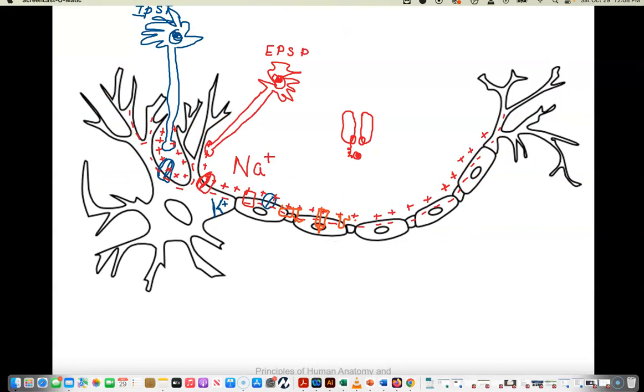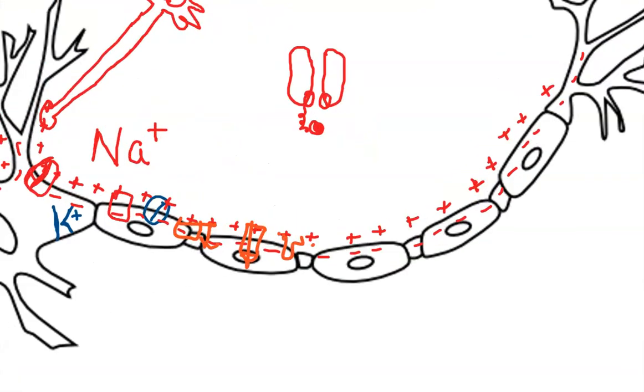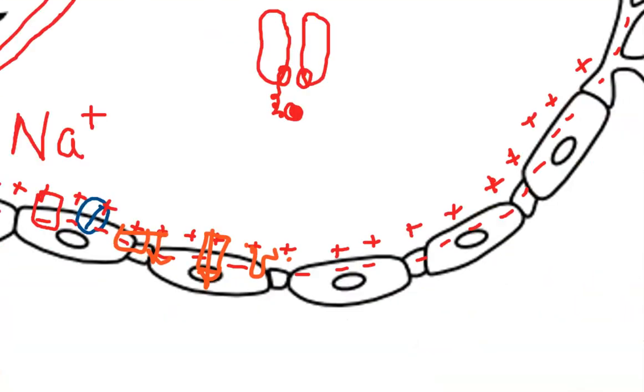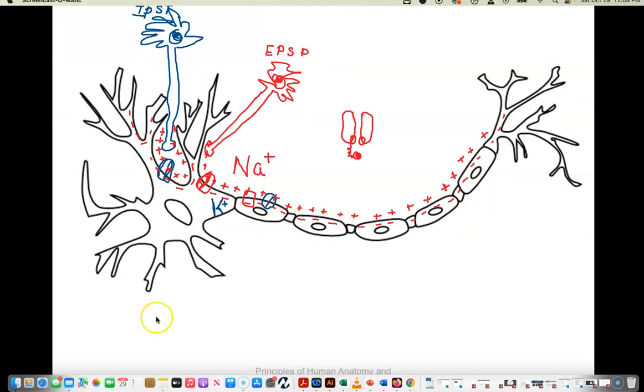So anyway, as you can see, it's going to continue to cause these neighboring sodium channels to open, right? And that's why we get the propagation of this message all the way down the axon.